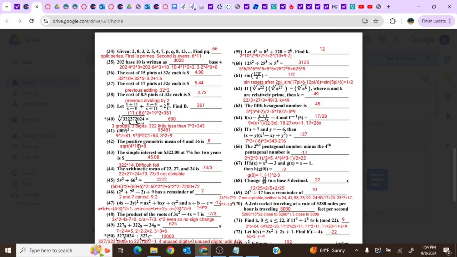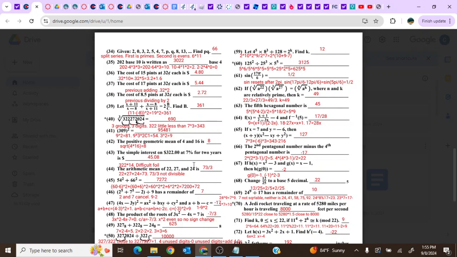43, the simple interest on $322 at 7% for 2 years is what? This is probably the most difficult or computing intensive problem on the test. You need to do 322 times 7 times 2, or 322 times 14. It is a very difficult FOIL problem, and then you just have to figure out that the decimal would clearly make the most sense right here. It's not $450, it's not $4.5, it's 45 bucks. So yeah, just a very difficult FOIL to do.